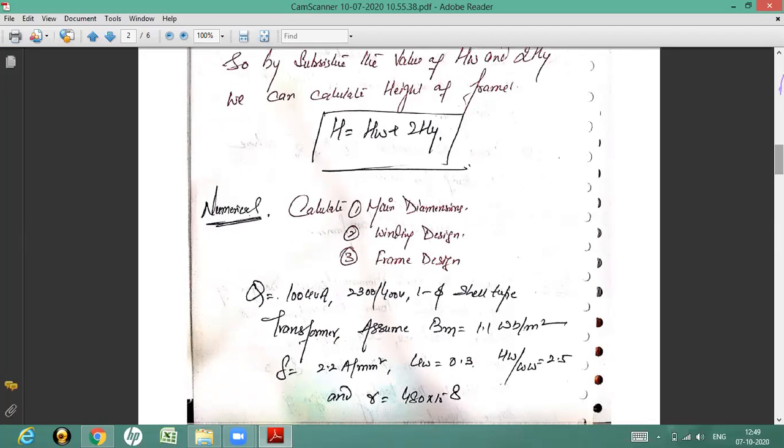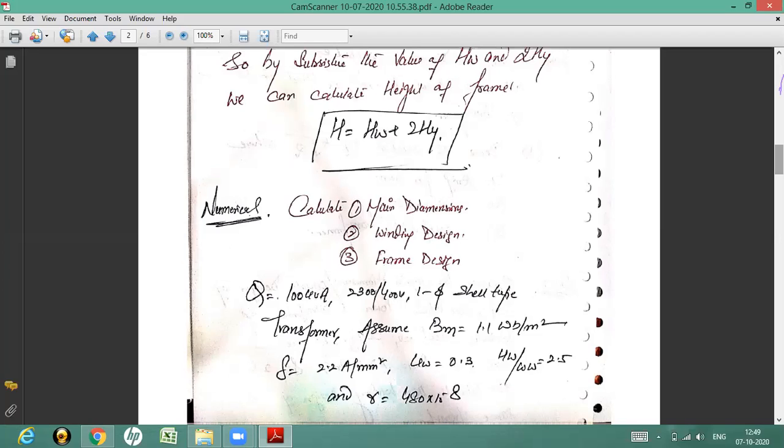Okay, so the numerical for today, I cannot dictate all the theory, I can just simply put one numerical. You have to calculate the three main things in this numerical. Number one will be the main dimensions, number two will be the winding design, and number three will be the frame design. That means in this numerical, you have to discuss all the things that we have discussed up till now.